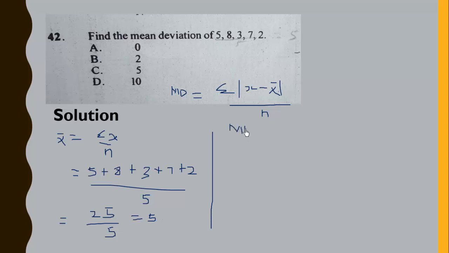So we just use the formula now. So mean deviation is equal to 5 minus 5.